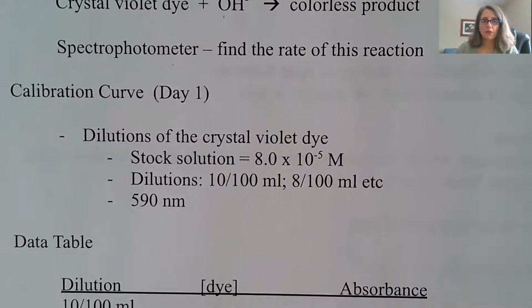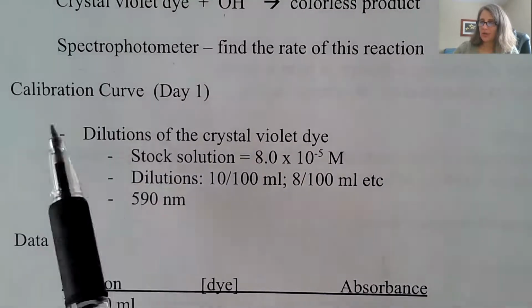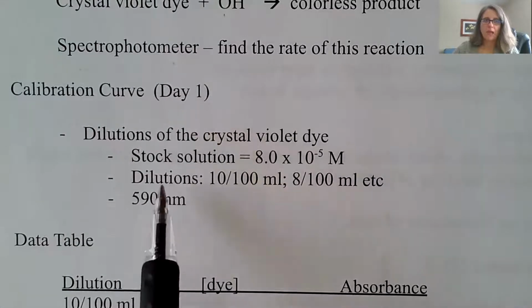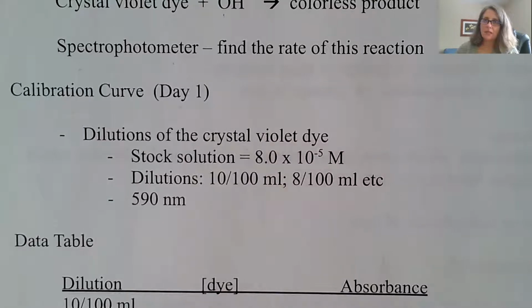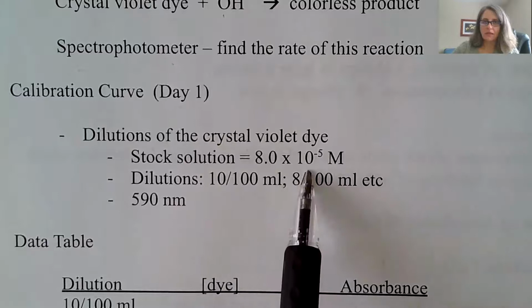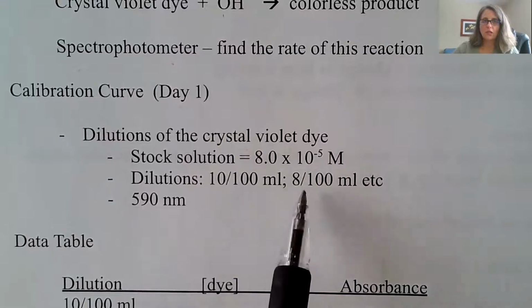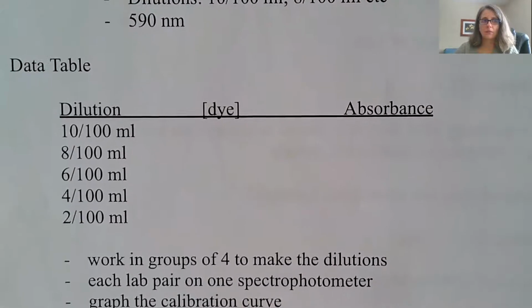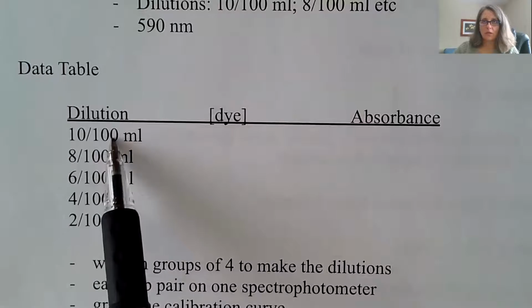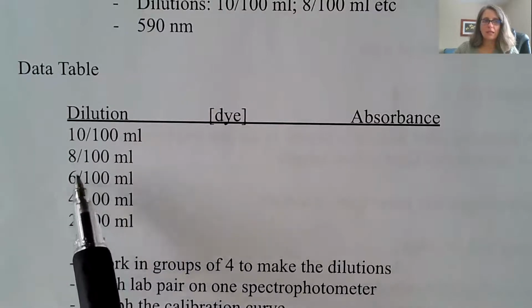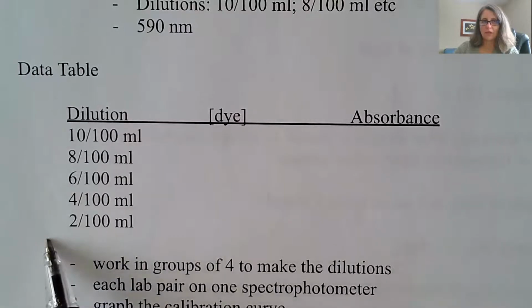So the first day of the experiment is called the calibration curve day. What you're going to be given is crystal violet dye, and you're going to make up a series of dilutions. The stock solution is 8 times 10 to the negative fifth. That's the concentration I'm going to give you for the stock solution. And you're going to do 5 different dilutions. So you're going to put 10 mLs into a 100 mL volumetric flask, 8, 6, 4, and 2. So you're going to have 5 separate dilutions that you're going to make up.